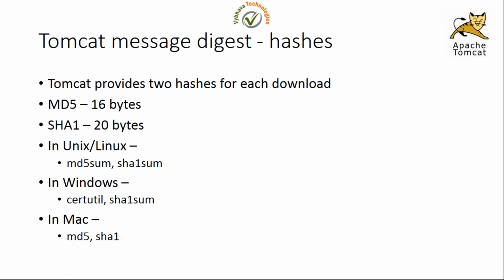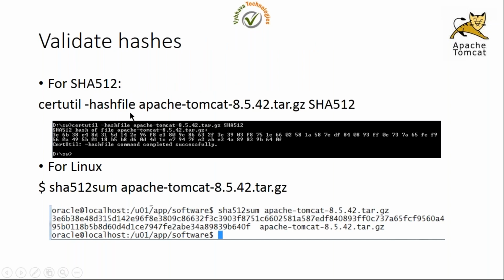So these are the simple commands: md5sum or sha1 checksum. In Windows we have another special utility called certutil. If I'm going to check in Windows, it looks like this. I tested yesterday. It looks like certutil -hashfile, then the Tomcat installer zip file, tested for SHA-512. This is the algorithm they give there.